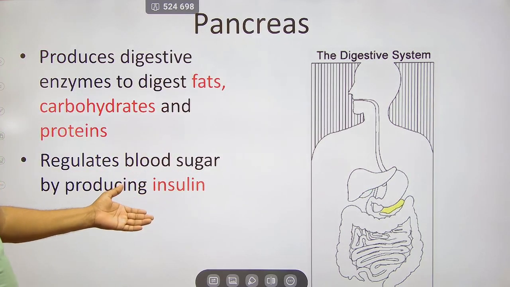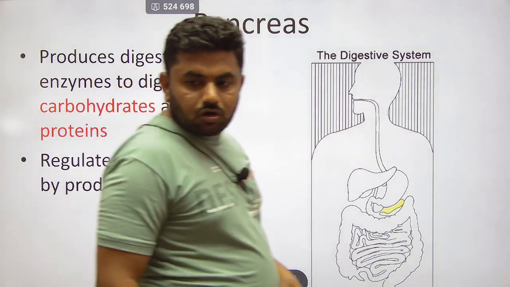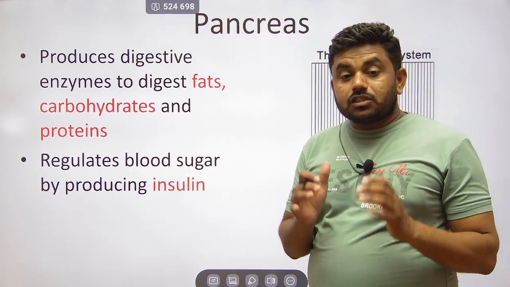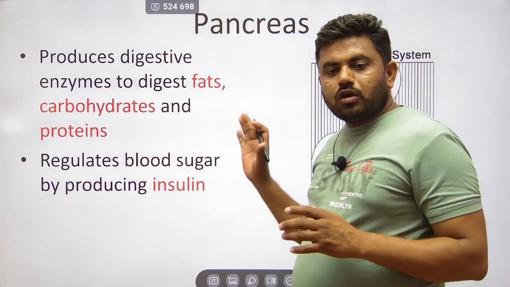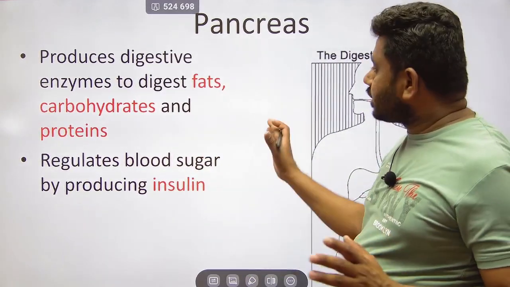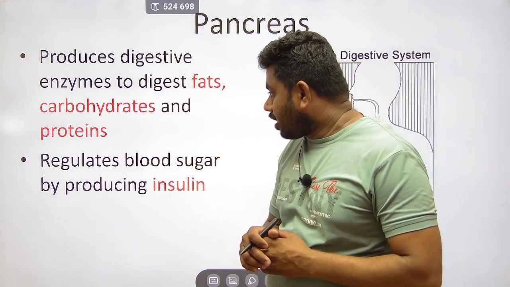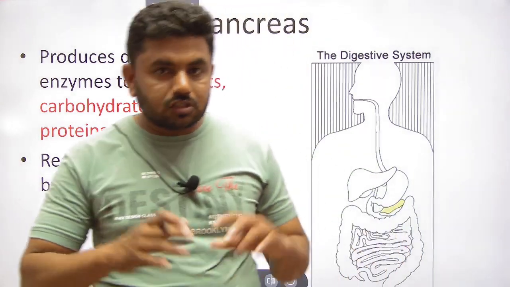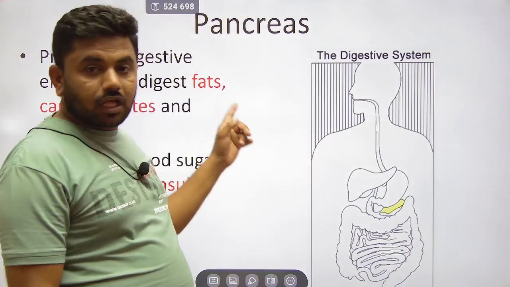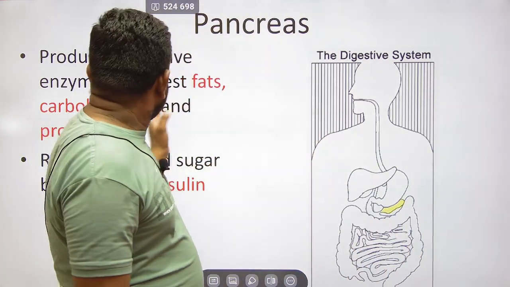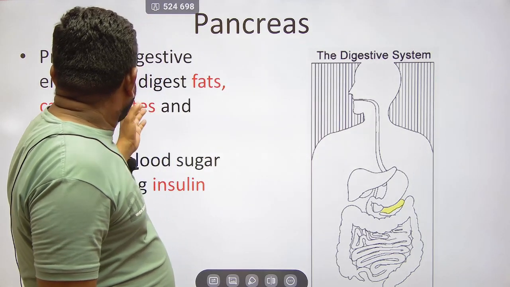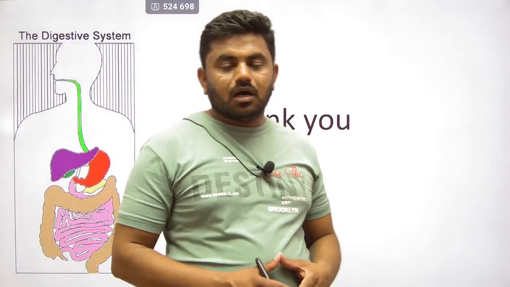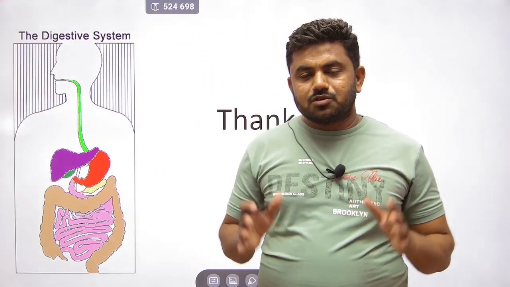Now the pancreas is also a most important thing here. See, the pancreas also takes part in the digestion of food. It produces digestive enzymes to digest fats, carbohydrates and proteins. It regulates the blood sugar by producing insulin. That is also most important during digestion. The pancreas helps to release all these types of enzymes for digestion. So in this way we have studied the human digestive system.